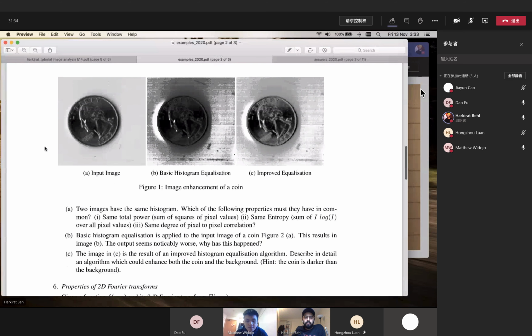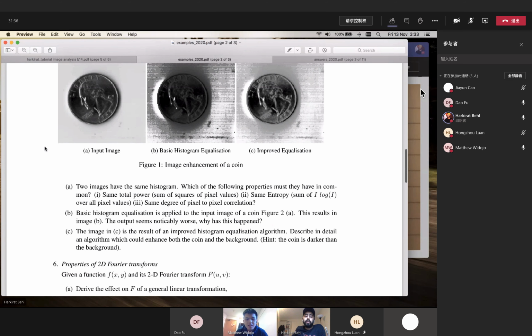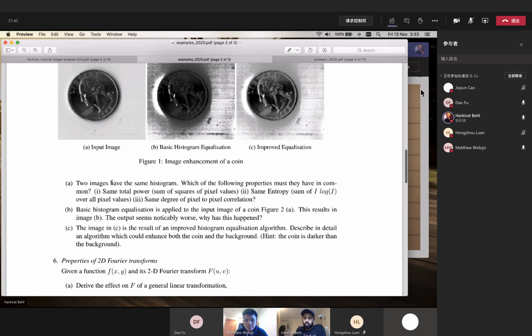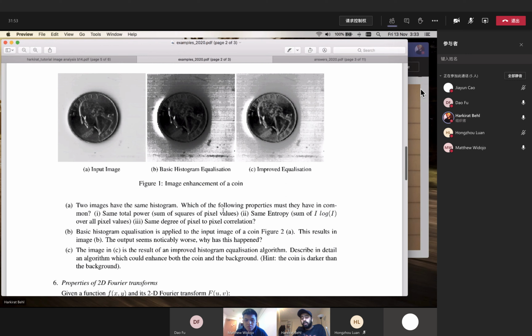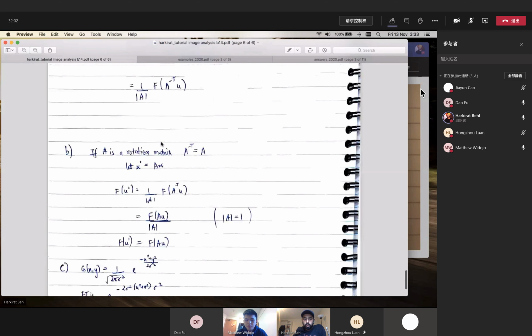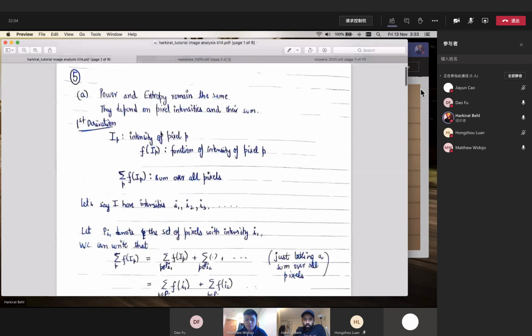So in question 5, the first part is quite interesting. The first part is that two images have the same histogram. I think some of you didn't answer it correctly. Two images have the same histogram. Which of the following properties must they have in common? The answer is that the total power and the total entropy will remain the same, whereas the pixel-to-pixel correlation will not be the same. So let's have a look at the answer once. I've written two answers for it, but let's have a look at the shorter one first.